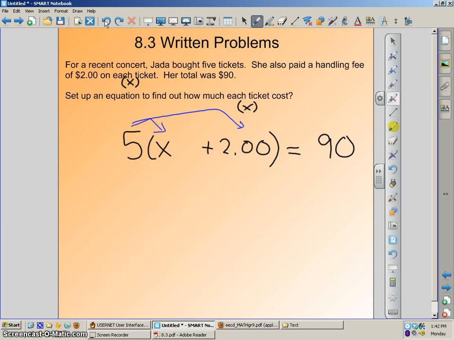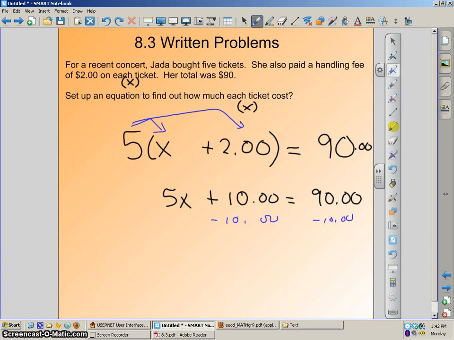So we have to look at the 5 by x separately, which is 5x. The 5 by 2, which is 10. I guess that's $90, isn't it? $10. And from here, we're in pretty good shape, I think. We're going to take 10 off of both sides, and we're going to get 5x equals 80. And we're going to divide by 5.